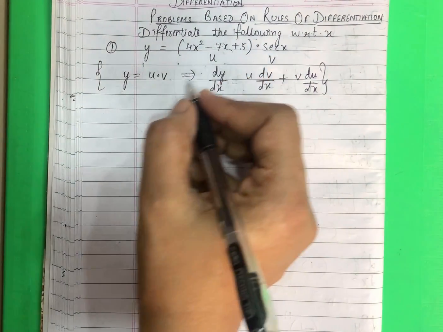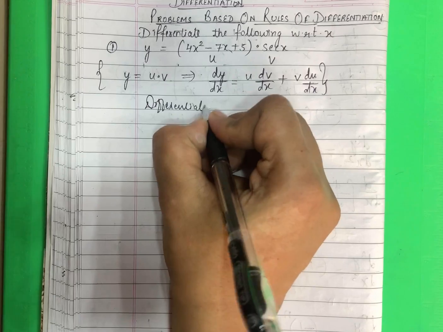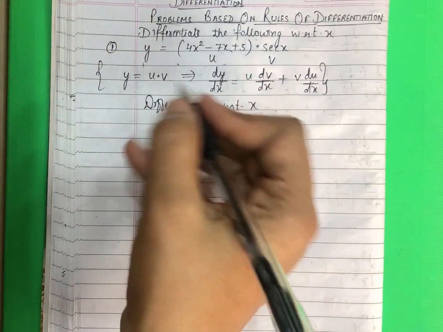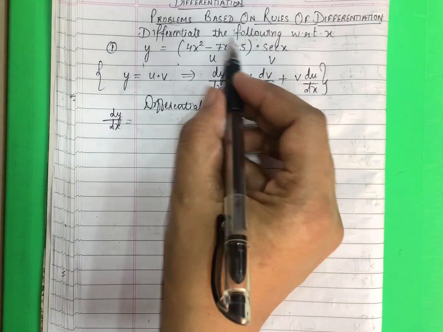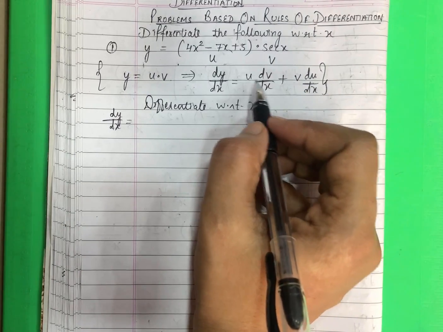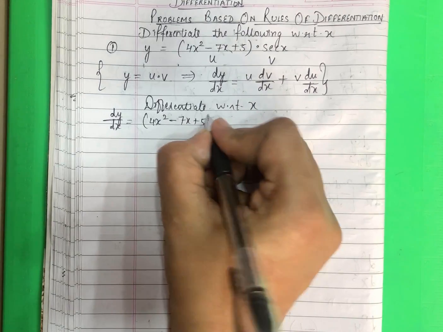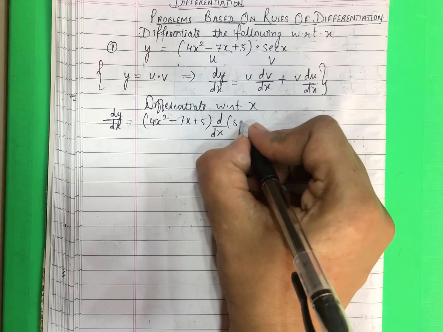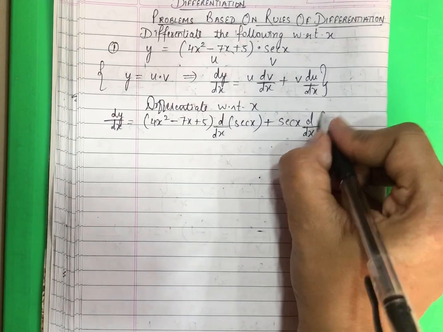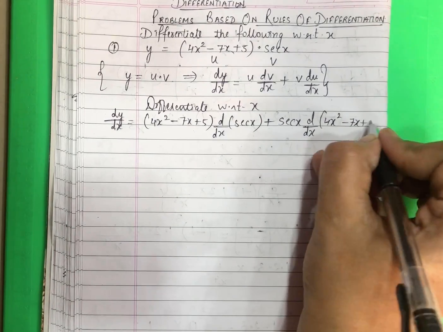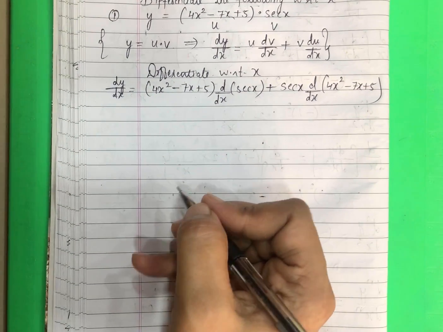So now we can differentiate the given with respect to x. So this will give us dy/dx is equal to, this value is u and this is v. Substitute in place of u and v the given values. So (4x² − 7x + 5) into d/dx of sec x plus sec x d/dx of (4x² − 7x + 5). So we are having this by using the formula of u · v.